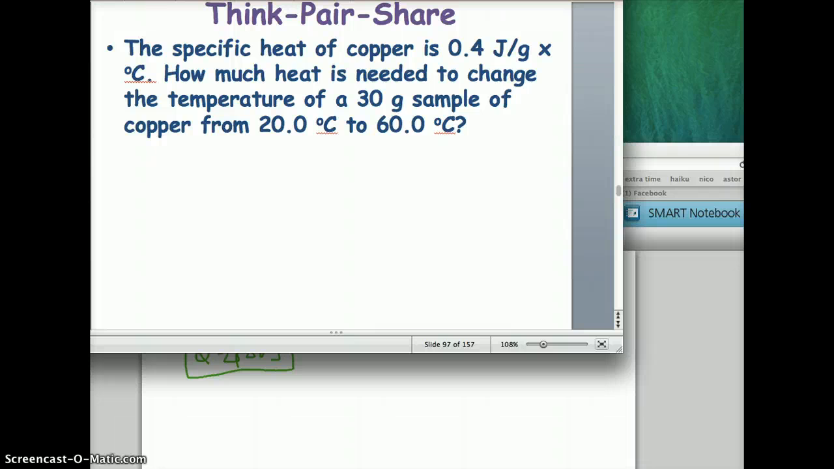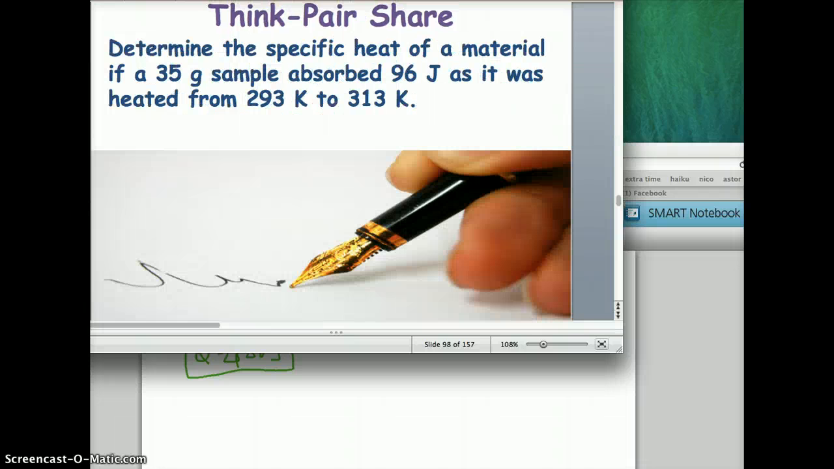Now let's try the last question. I think that's the last one. Yeah, that's the last one. So this one's a little different. It says determine the specific heat of a material if a 35-gram sample absorbed 96 joules as it was heated from 293 Kelvin to 313 Kelvin.